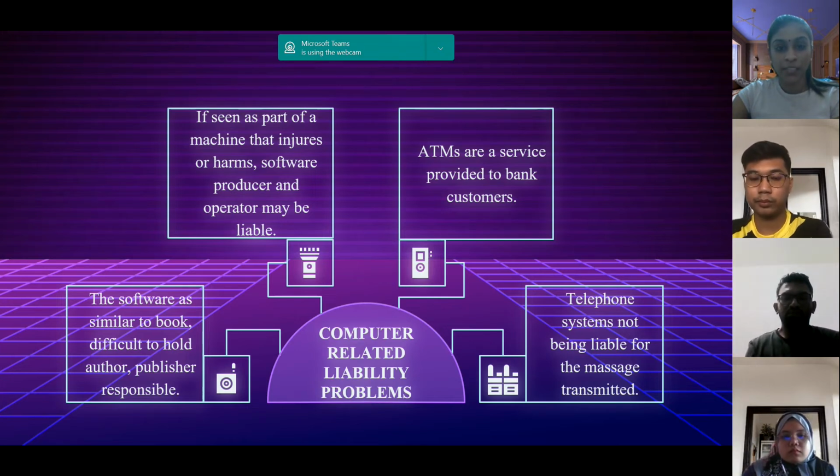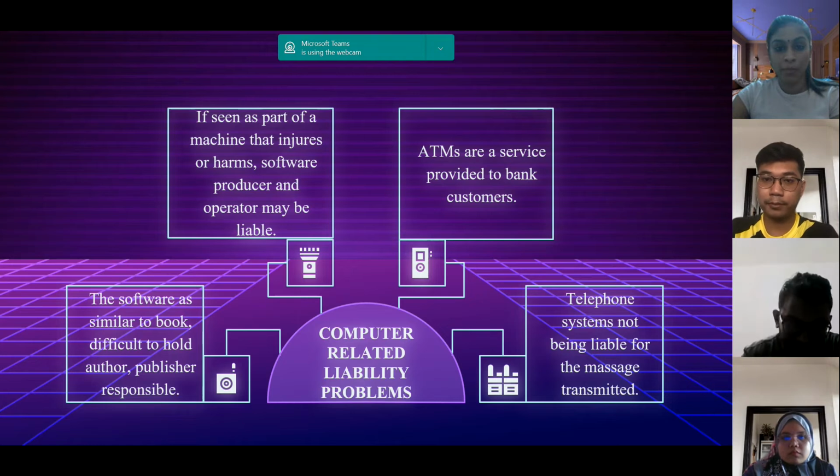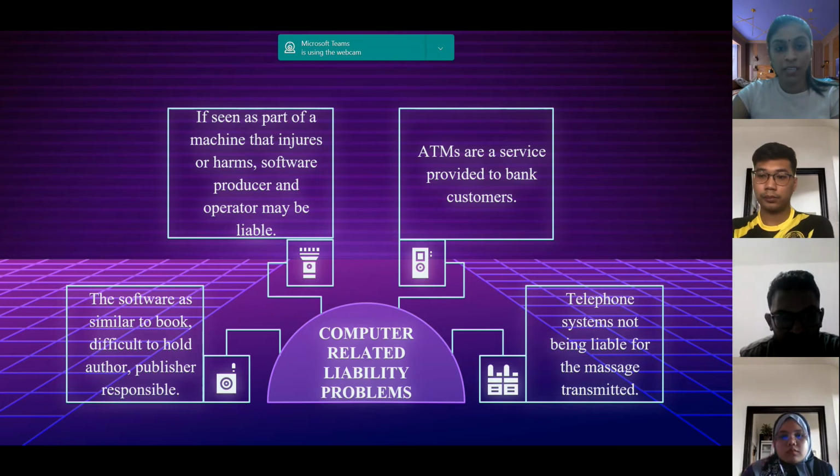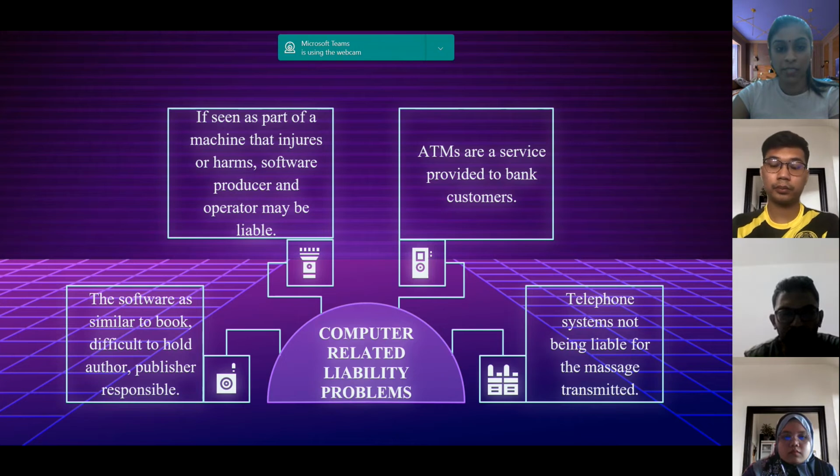Next related problem is ATMs, a service provided to bank customers. If this service fails, customers will be inconvenienced and may be harmed economically if they cannot access their funds in a timely manner. Should liability protection be extended to software publishers and operators of defective financial accounting, simulation, or marketing systems? Other than that, the telephone system has not been held liable for the messages transmitted because they are regulated common carriers. In return for providing telephone service, they must provide access to all at reasonable rates and achieve acceptable reliability.